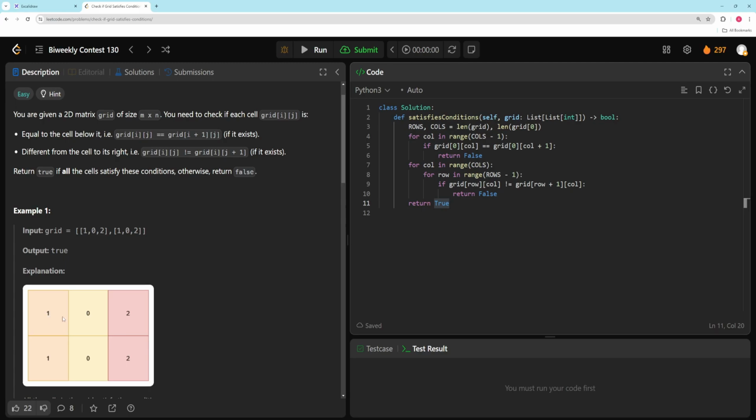So basically they tell you that the grid has to be like this. Every column, all the numbers have to be the same down the column, and then in every row the numbers can't be the same. So in any two adjacent items, they can't be the same. So this is pretty easy.